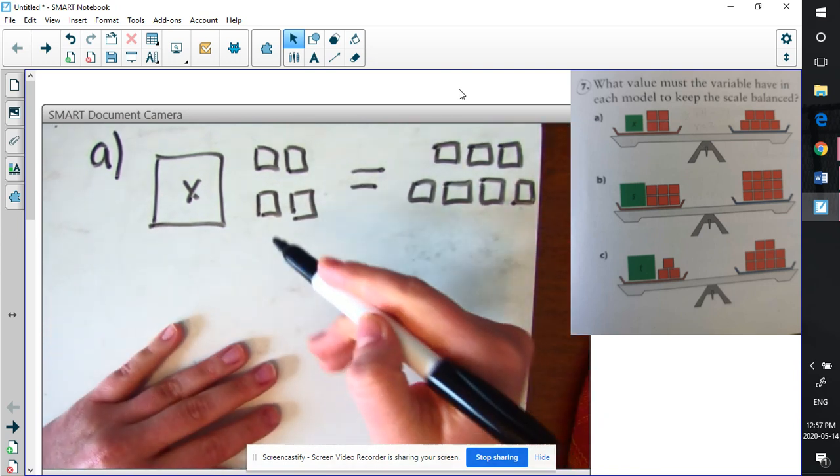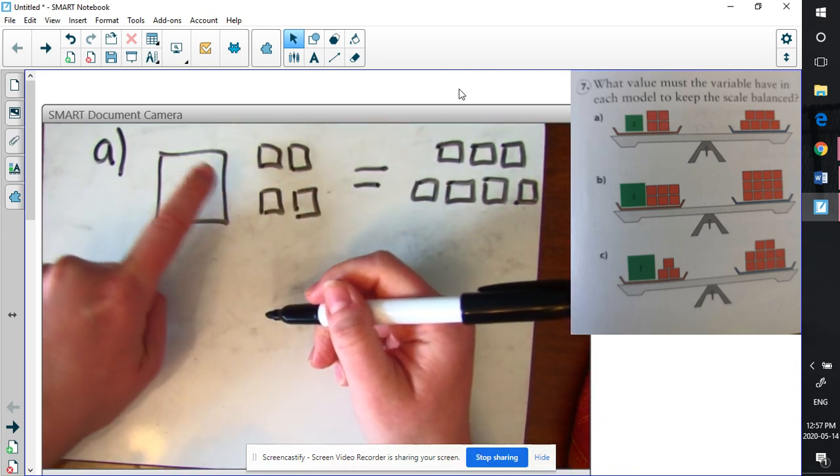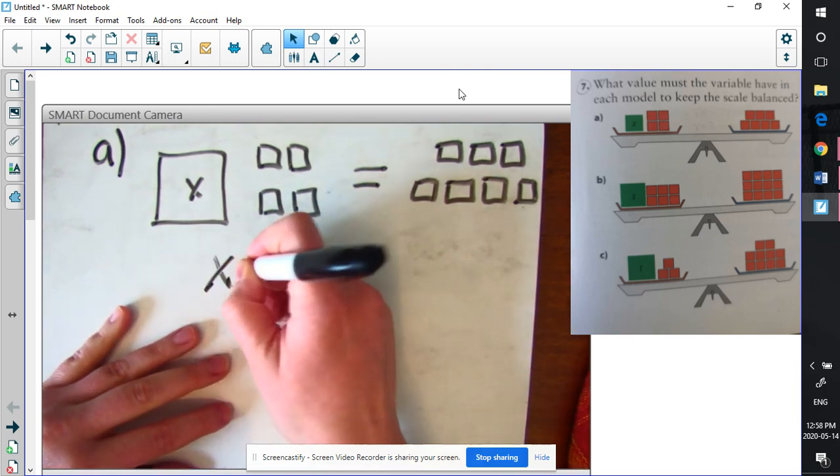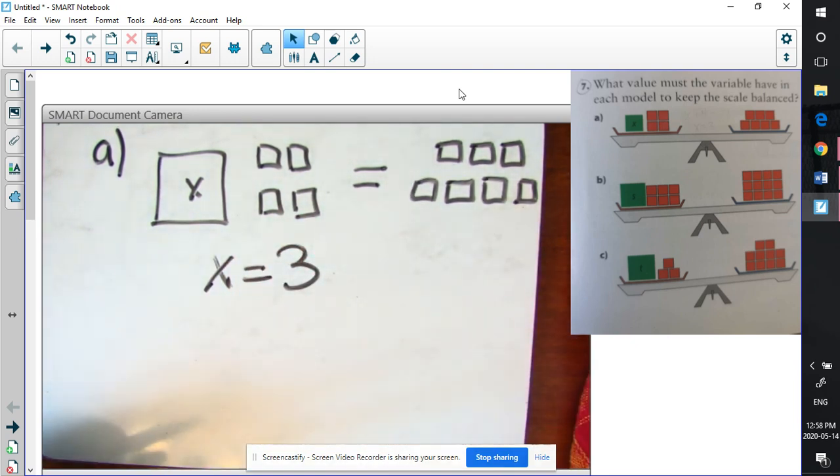And the answer is 3. So that means there are 3 red squares inside of here. So your answer is X equals 3.